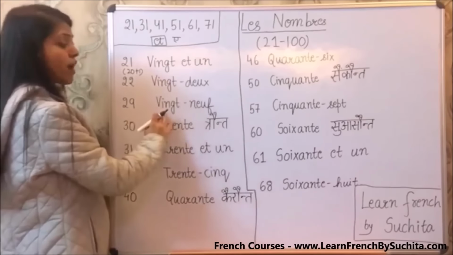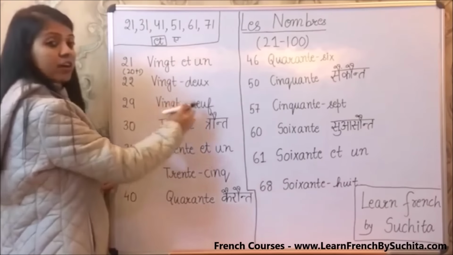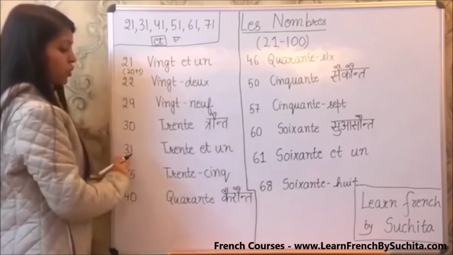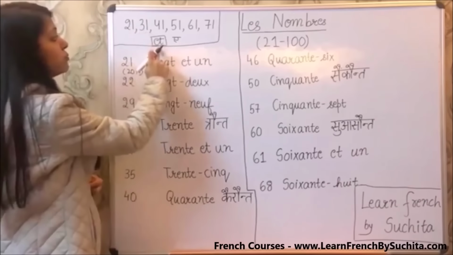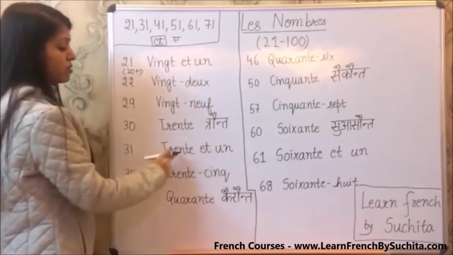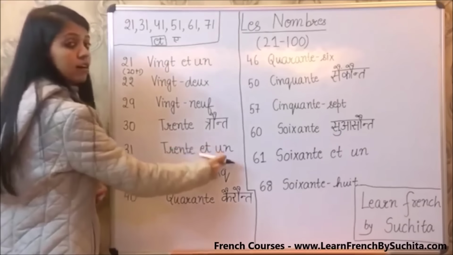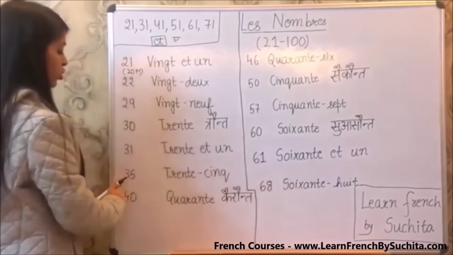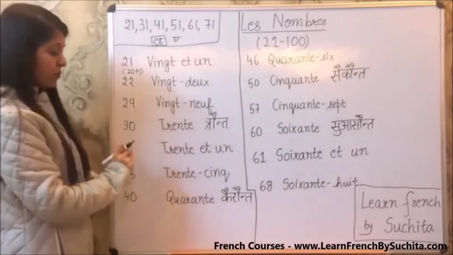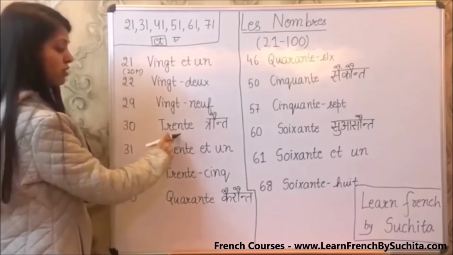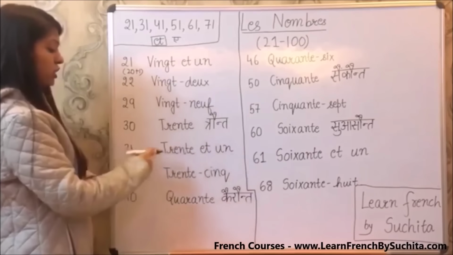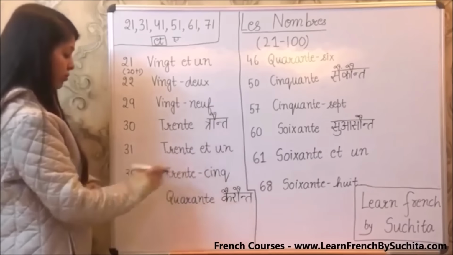29, vingt-neuf. Now 30. How do you pronounce 30? It is trente. 31. In between we have to put ET, so it becomes trente et un. 33 for example. 30 was trente and 3 is trois. So 33 becomes trente-trois.